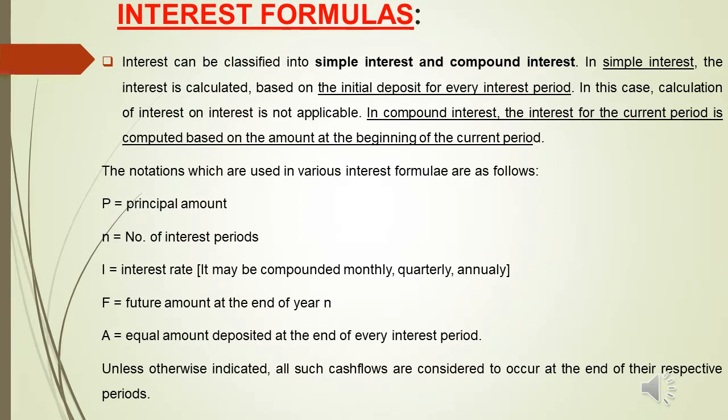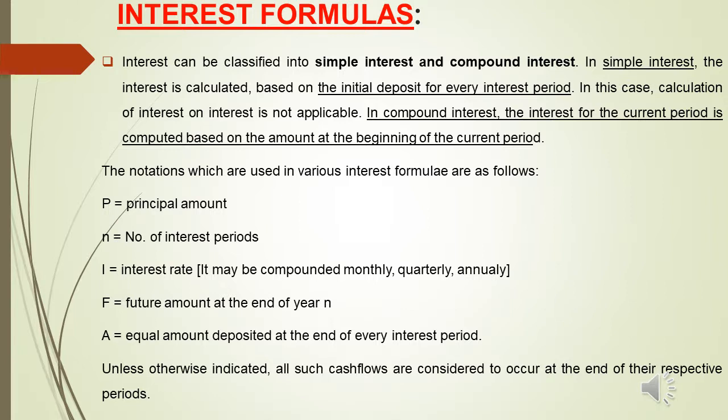So here are the interest formulas. I'll read this out. Interest can be classified into two main branches: simple interest and compound interest. In simple interest, the interest is calculated based on the initial deposit for every interest period. Whatever the initial deposit is, it depends upon that for every interest period. So in this case, calculation of interest on interest is not applicable.